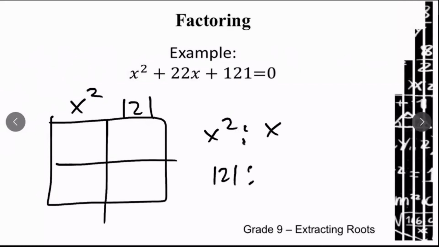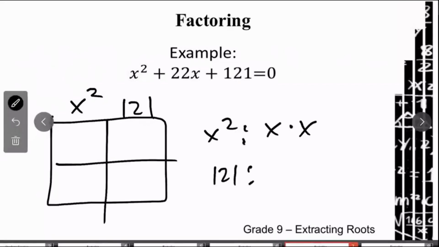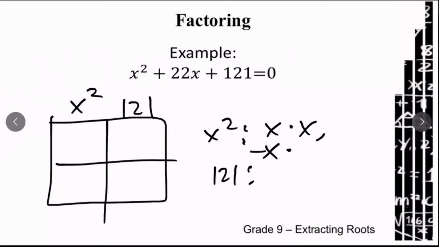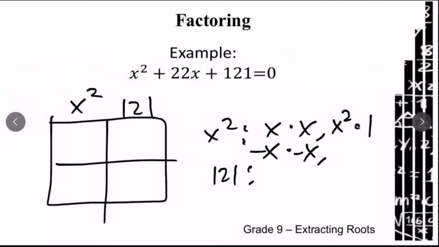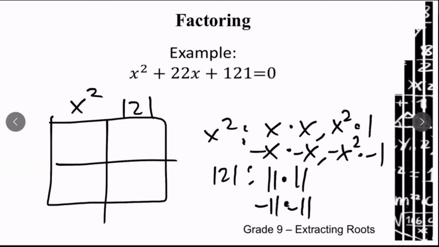So we have x times x. We have negative x multiplied by negative x, x squared multiplied by 1, and negative x squared multiplied by negative 1. So that is our factors of x squared, just like a while ago, yung hinanap natin. For 121, ano po yung mga factors ni 121? 11 times 11, negative 11 times negative 11. We have 121 times 1, or negative 121 times negative 1. So that is our factors.